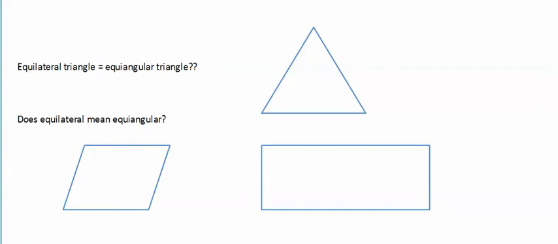We briefly talked about this in the last section, but let's go over it. Is an equilateral triangle the same as an equiangular triangle? And does equilateral mean equiangular? Let's look at the triangle now in light of our previous theorems. In an equilateral triangle, we know that all sides are going to be congruent.